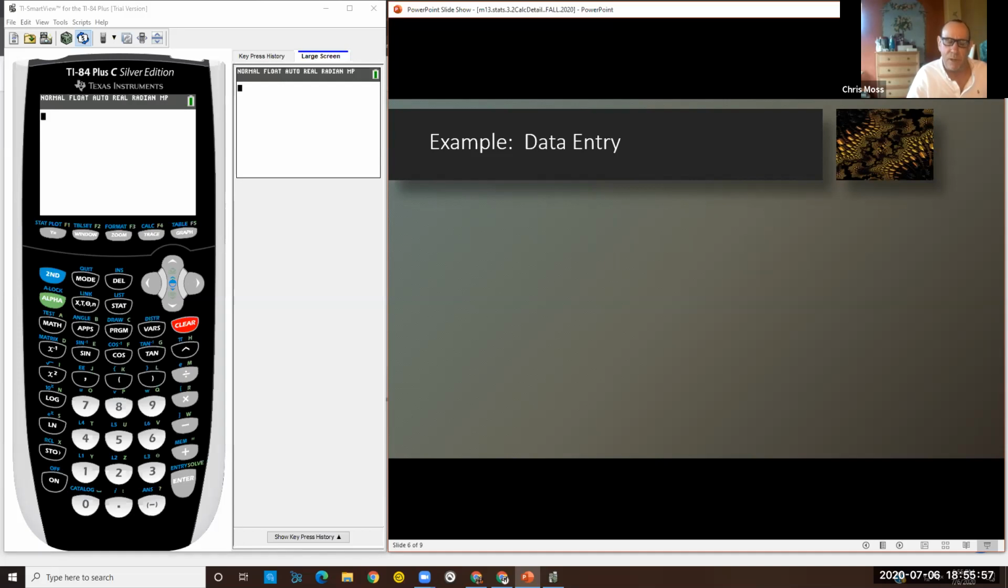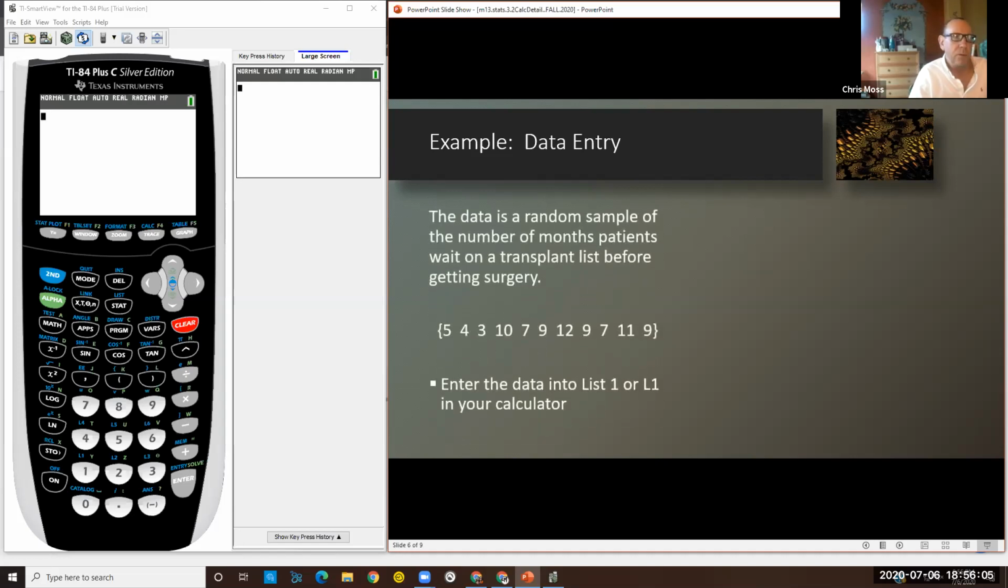We'll work with some data entry, and I like to use the same problems over and over again as we work through these concepts. It just makes the keystrokes a bit easier. So we have a random sample, and that'll be important in a moment, for the number of months patients might wait on a transplant list. We're going to go ahead and go over how to enter in the data, and then we'll run through the keystrokes necessary for the one variable stats.